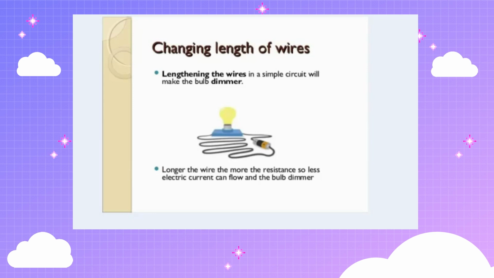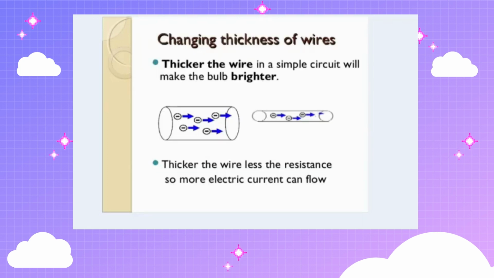And the second point is, the longer the wire, the more the resistance, so less electric current can flow and the bulb would be dimmer. But if you make the wire shorter, the bulb would be brighter and the electric current would be more. Let's move on. Changing the thickness of wire.